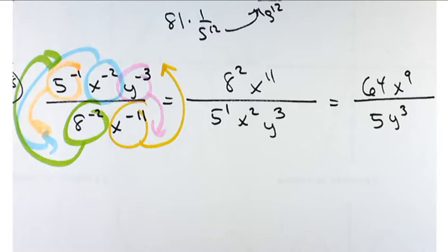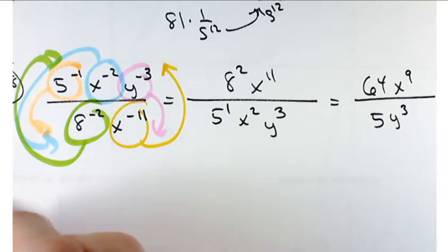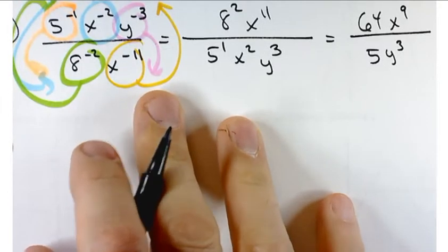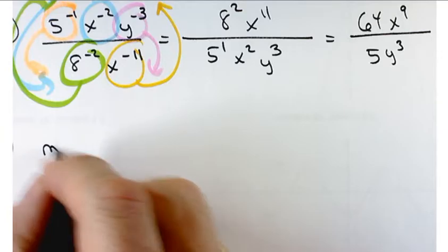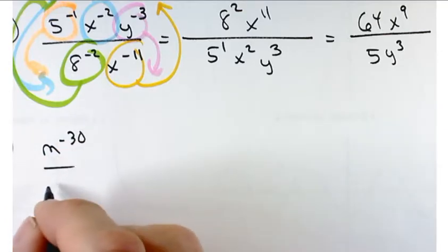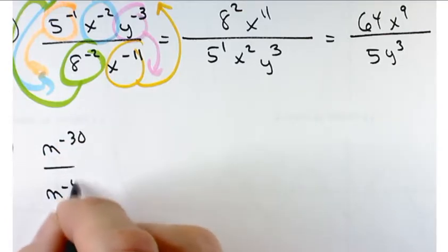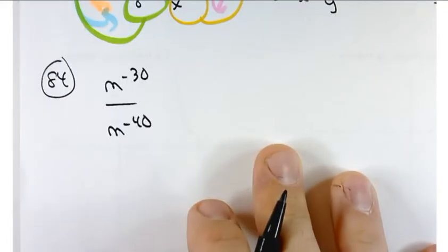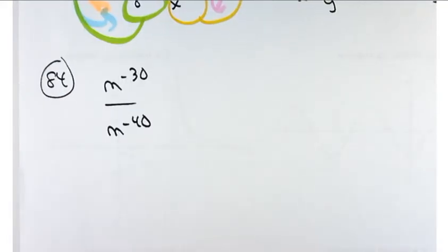Let me do problem number 84. M to the negative 30 over m to the negative 40. In fact, why don't you try problem number 84? There's a couple ways we can do it. I'm curious as to which way resonates with you more.